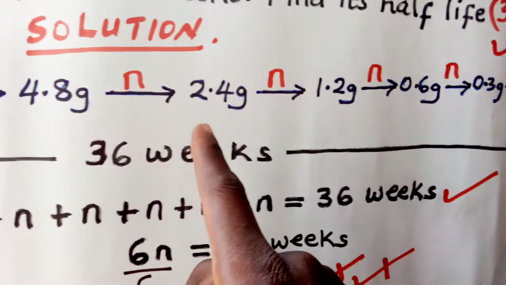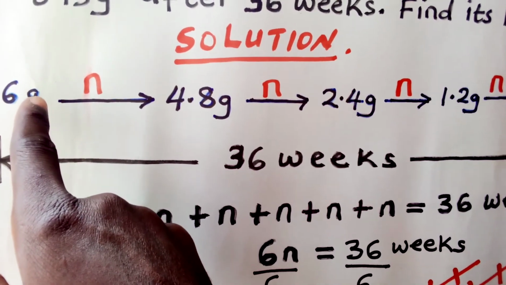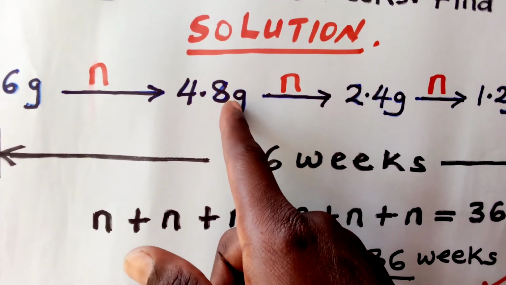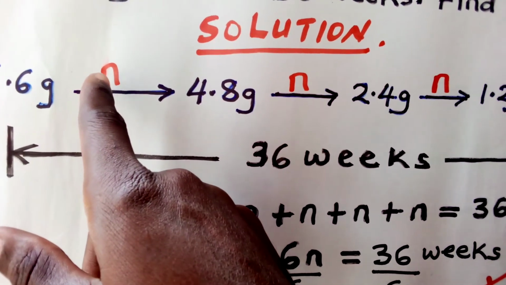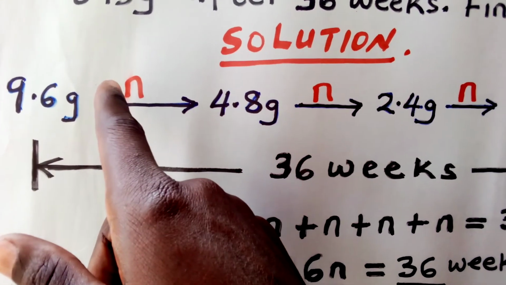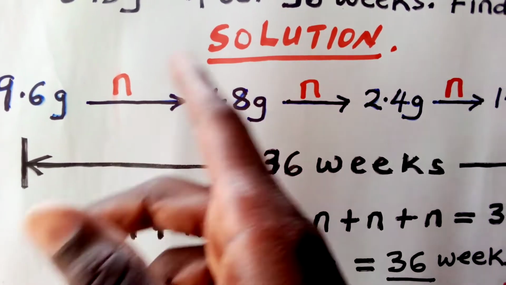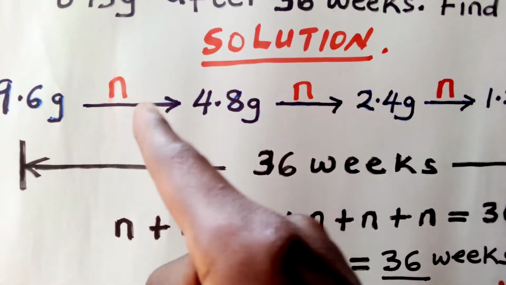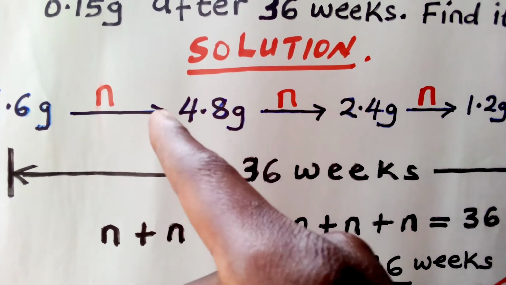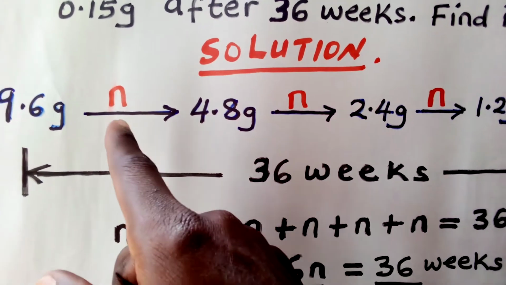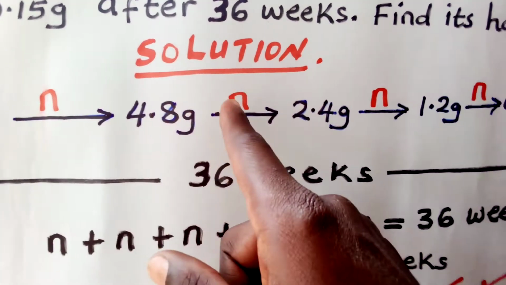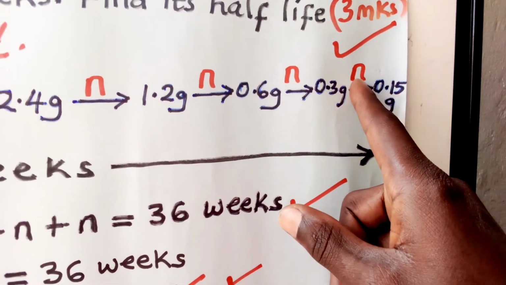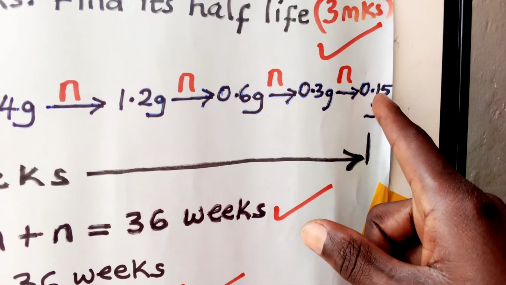So what does that mean? The time taken for the mass to reduce from 9.6 grams to 4.8 grams is half-life. So we can give any letter to represent half-life. In this case, for me, I've chosen n. You could choose any other, x, y, a, b, c, and so on, as long as you tell us that the letter you have picked represents, in this case, half-life. So this is a half-life. This is also half-life, from 9.6 grams up to 0.15 grams.